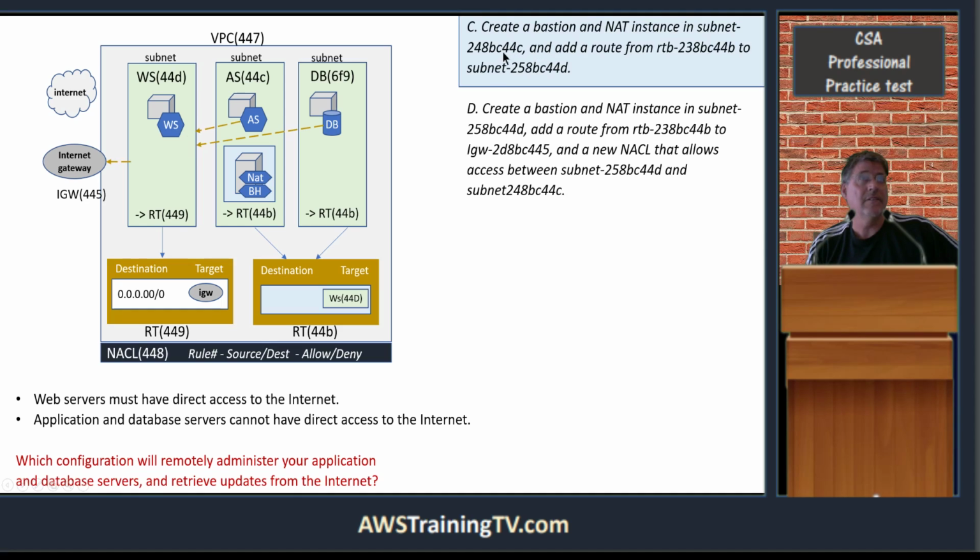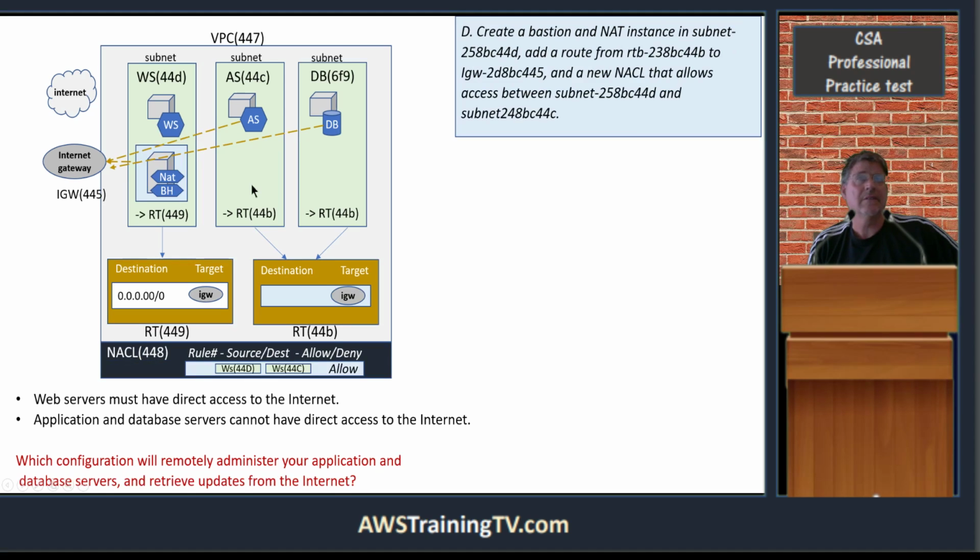C, create a bastion and NAT instance in subnet 44C. Okay, so we're looking in subnet 44C, which is going to be here, so we put that again in that host, and add a route from B to D. Okay, so we're going to add a route from this route table to the web server subnet. Okay, well, that's interesting, but that's not really getting us to where we want to go. Again, we need to get some kind of access to this bastion host to be able to get to the internet, and that really isn't going to work because this is private. So let's look at the next question.